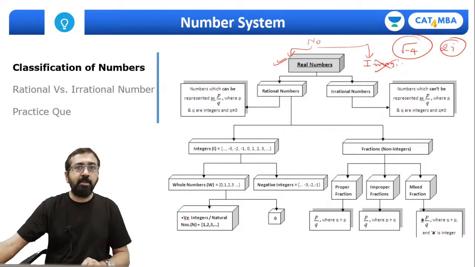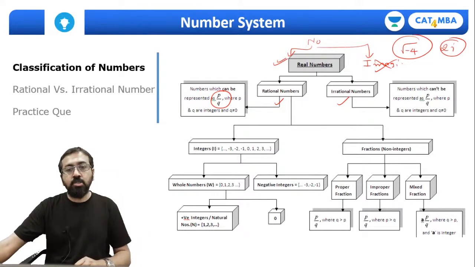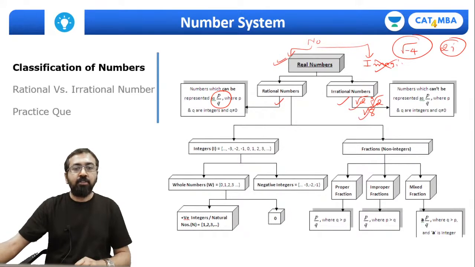Real numbers can further be classified as rational and irrational numbers. All those numbers which can be represented in P by Q form are rational numbers, and those numbers which can't be represented in P by Q form are irrational numbers. So all these numbers like root 2, cube root of 2, root 8, and so on, all of these are irrational numbers. Further, rational numbers can be classified as integers and fractions. Integers as whole numbers and negative numbers. Fractions as proper, improper, mixed fraction.